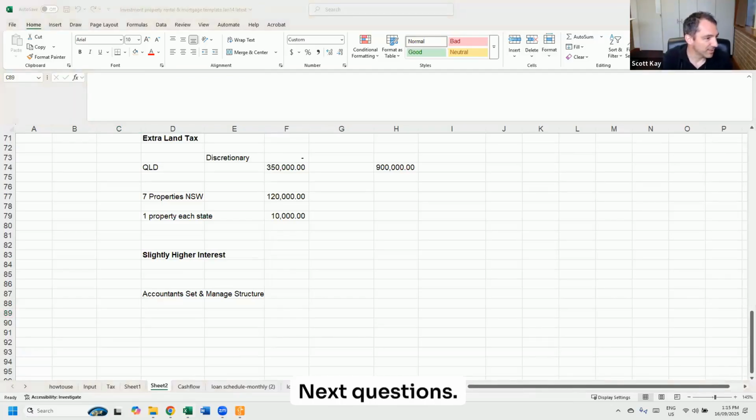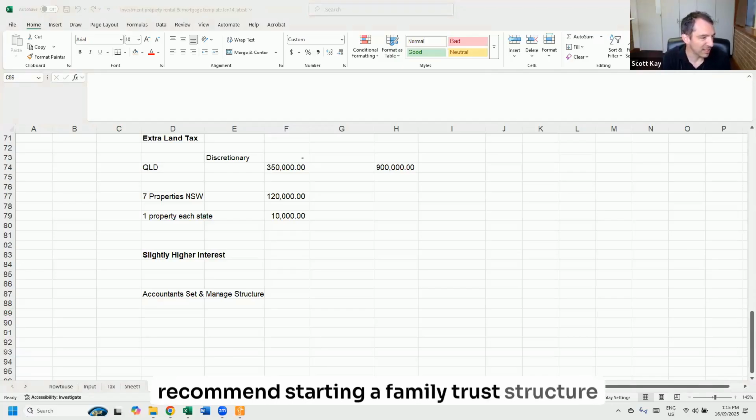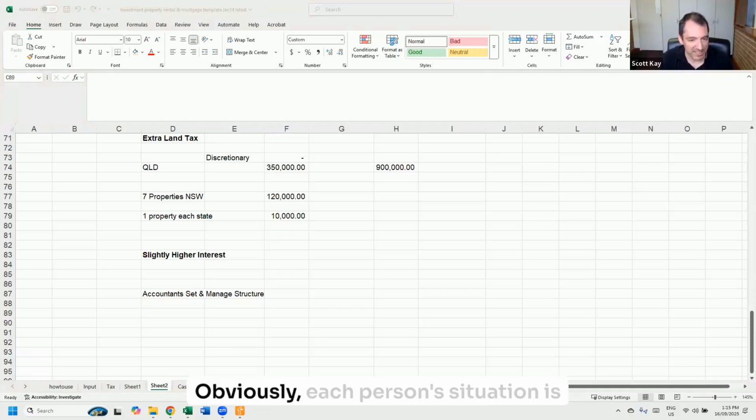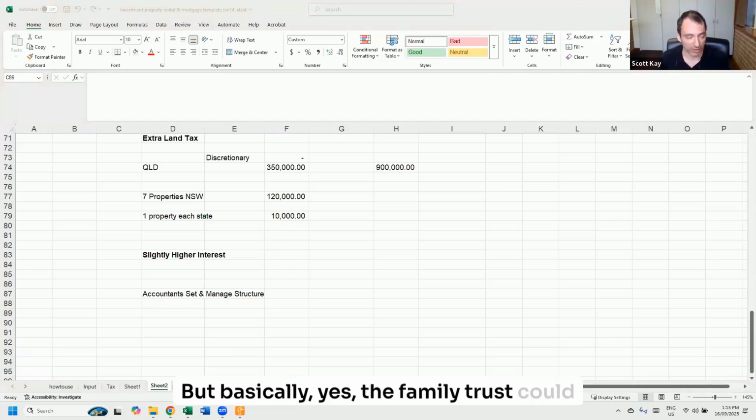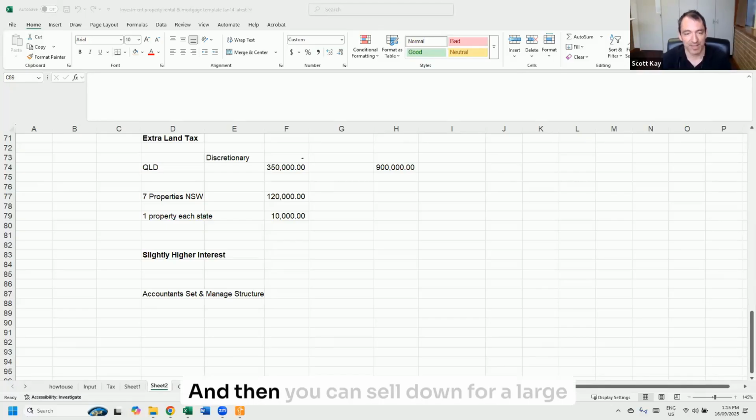Next question. Interested in advice on 2 approaches. Option 1, if I'm rent vesting first and plan to buy a home to live in later, would you recommend starting a family trust structure now for rent vesting? Obviously, each person's situation is different and we'd like to do a full assessment and work it out. But basically, yes, the family trust could allow you to buy more properties and then grow your assets more. And then you can sell down for a large deposit to buy your principal place of residence.